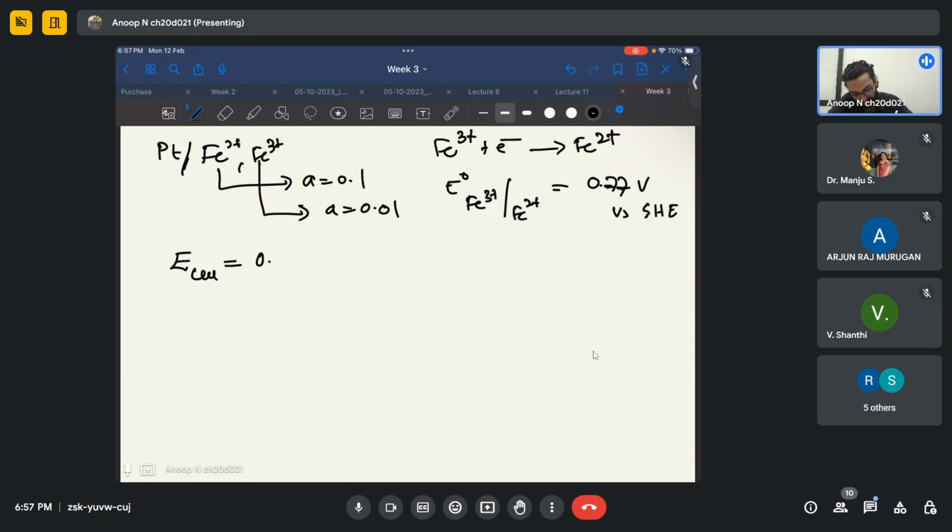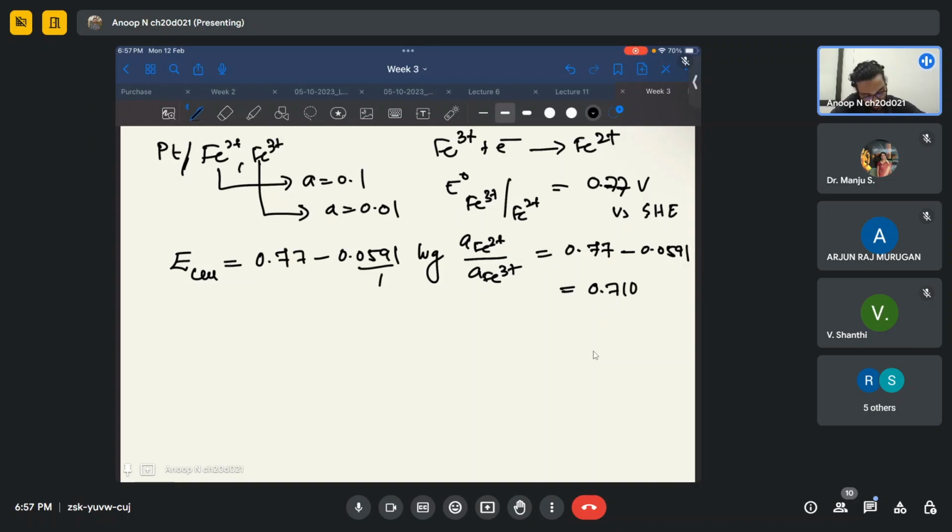So how can we write: 0.77 minus 0.0591 log of activity of Fe2+ divided by activity of Fe3+. Both values are given, so it is 0.77 minus 0.0591 log 10. It is directly coming, a one electron process. So the value will be 0.7109 volt versus SHE. So number 3 was also direct. Now we move on to a few more problems.